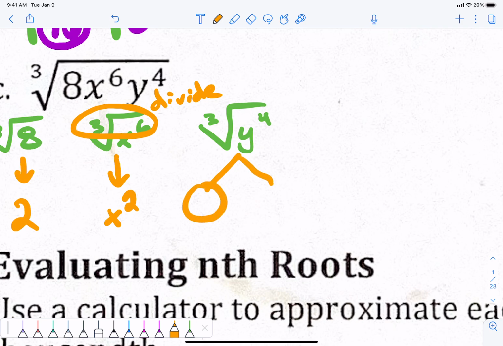Make sense? Good? Okay, what can you take the perfect cubic root of that goes into y to the 4th? Y to the 3rd. I'm going to put 3 over here and I'm going to hang 1 off. That's a total of y to the 4th. Do you see how that works? Then what is the cubic root of y to the third? Just y.